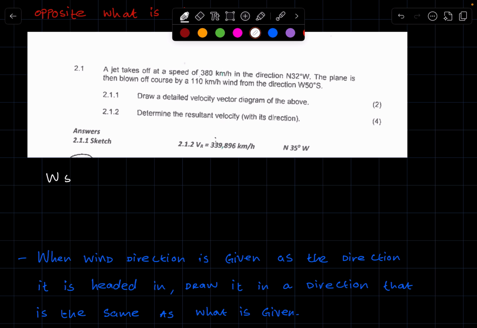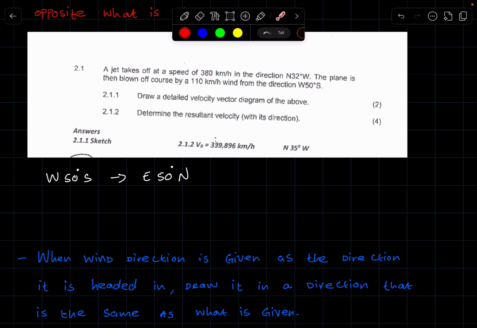So the given direction is west 50 degrees south. But because they said it is coming from this direction, it means it is headed in a direction that is opposite this one. Opposite of west is east. The angle remains the same. And then opposite of south is north.